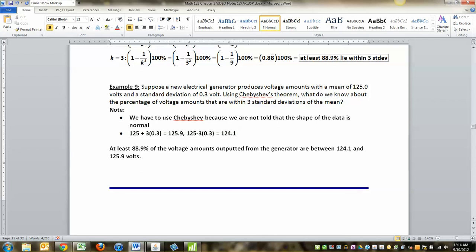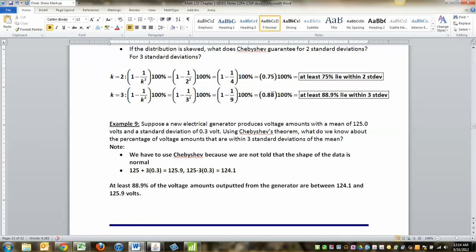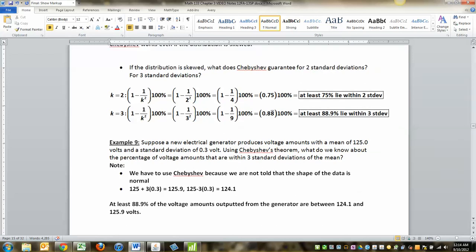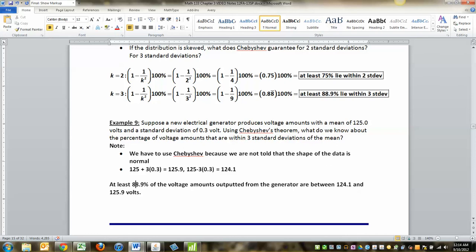There you go. Right? So that would always work. That 88.9% will always work for 3 standard deviations away for any distribution. It might be higher than that, but it can never be lower than 88.9% for 3 standard deviations, no matter how skewed the distribution is. By the same token, no matter how skewed, it'll always be at least 75% within 2 standard deviations. It might be more, like 95% for empirical, but it can never be less than 75%.